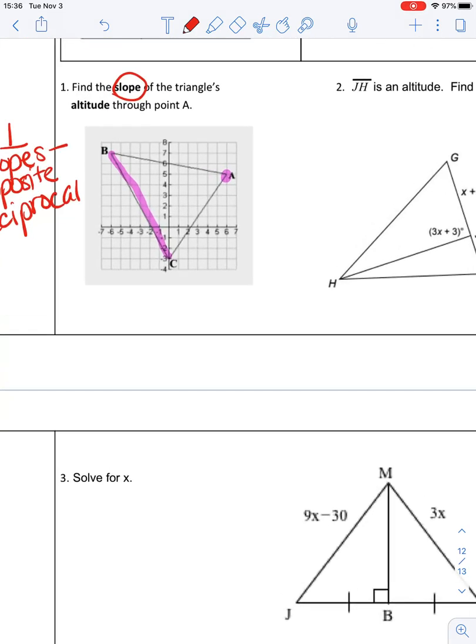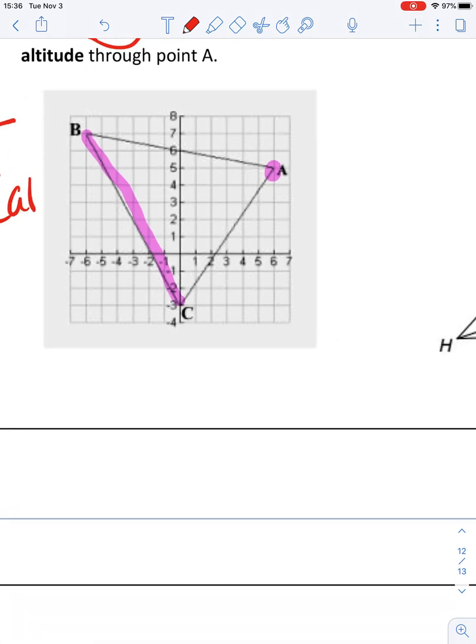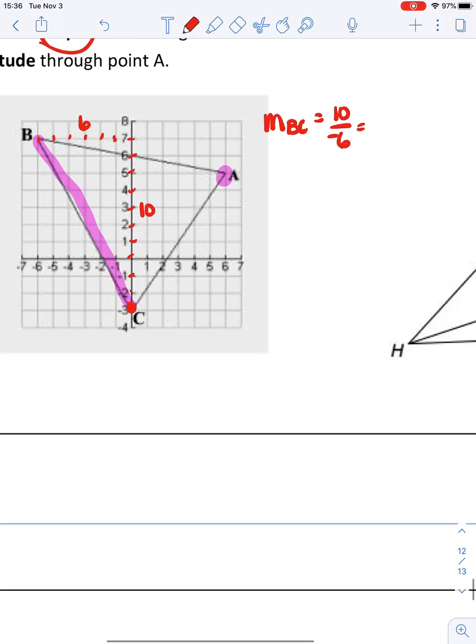So in order to find the slope of the altitude, we need to know the slope of the side that it's passing through. So if I zoom in here and look at BC, it goes from 1, 2, 3, 4, 5, 6, 7, 8, 9, 10, and then over 1, 2, 3, 4, 5, 6. So it goes up 10 over 6. So the slope of BC would be up 10 and then backwards to the left 6. Okay, rise over run. That does reduce. If you reduce that by 2, then it has a slope of -5/3. That's the slope of BC.